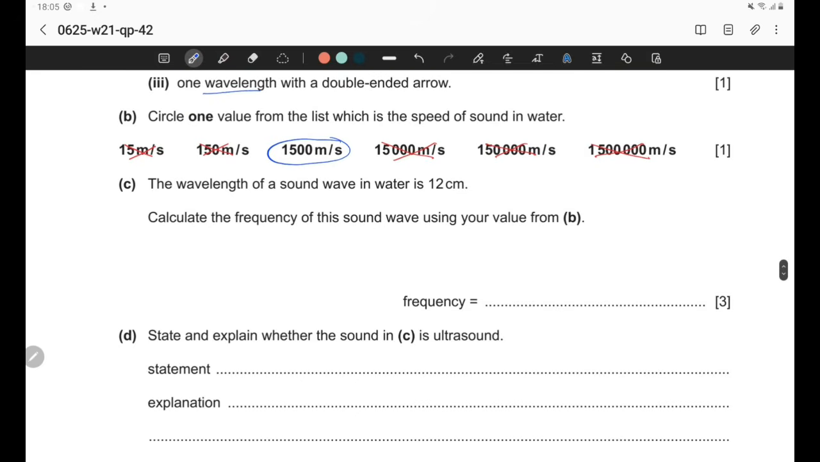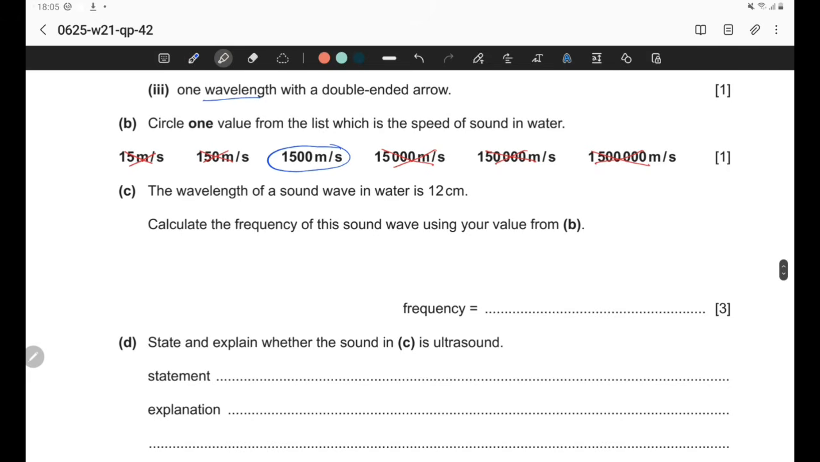Part C, the wavelength of sound wave in water is 12 centimeter. Calculate the frequency of this sound wave using your value from B. So we have to use the value in B. So where we know that the speed is 1500. So we can use speed is 1500 meter per second and the wavelength is given. So lambda is 12 centimeter. So we need to convert into meter. It will be 12 times 10 to the power minus 2 meter. Here centimeter to meter conversion, we should multiply with 10 to the power minus 2.